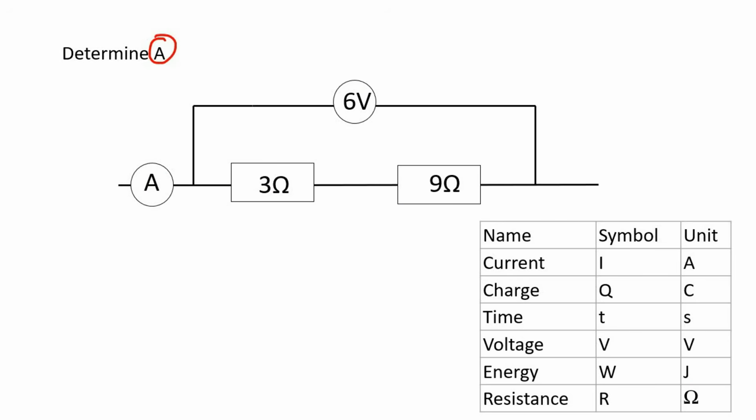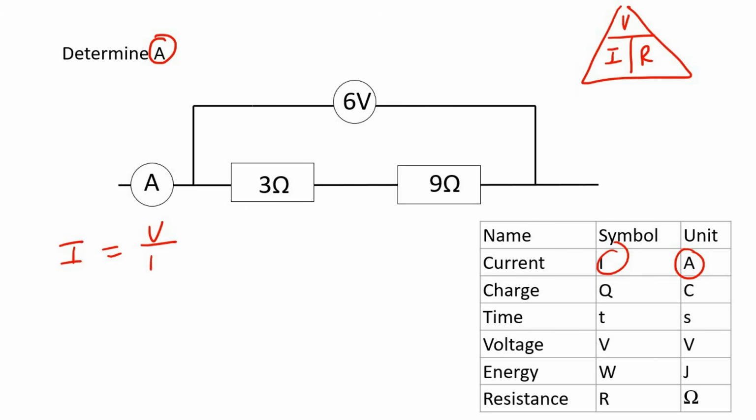All right, so here's our next one. They want us to determine A. Now remember, A is a current. So if we use our formula, V, I, R, then to calculate the current, which is I, you're going to say V over R.